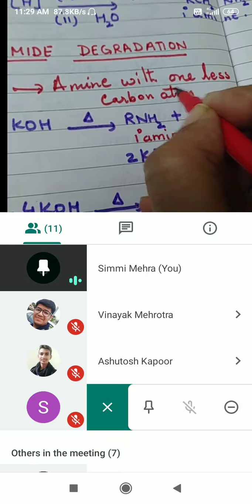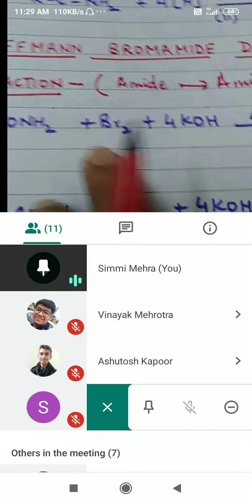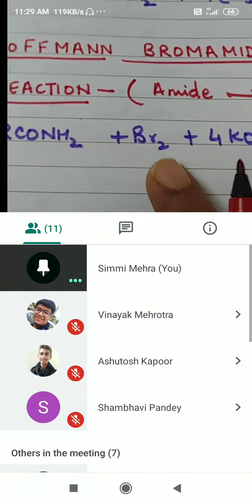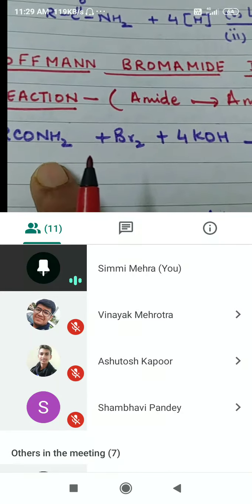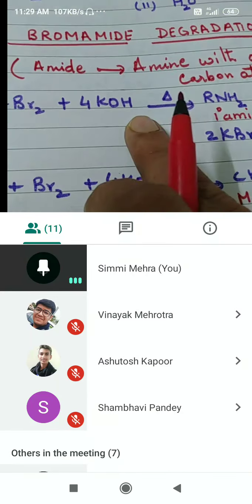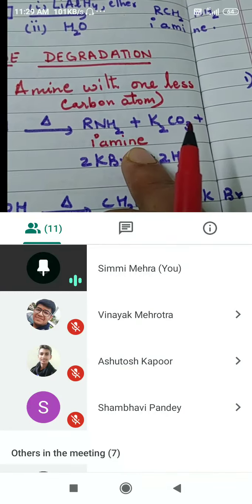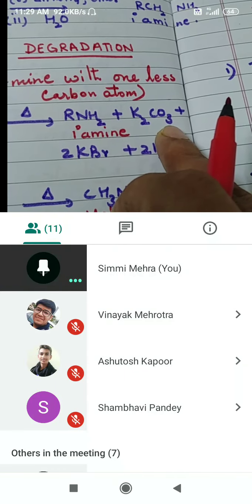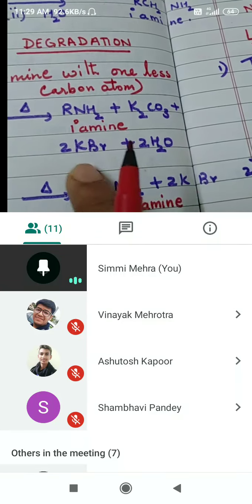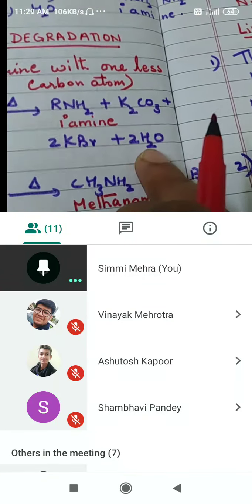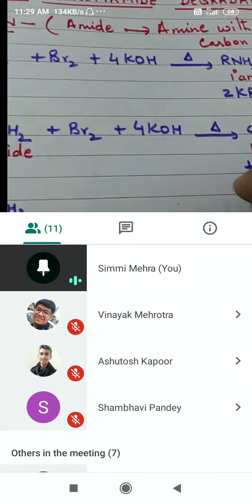Amide to an amine with one less carbon atom. This amide, you treat it with bromine and KOH. Instead of KOH, you can also have NaOH. So amide plus bromine plus KOH or NaOH when heated will give you RNH2. This is primary amine. If it is NaOH, it will be Na2CO3, NaBr and water. Is that clear? So we can form a primary amine.